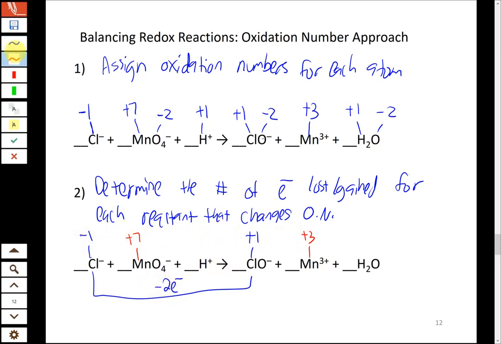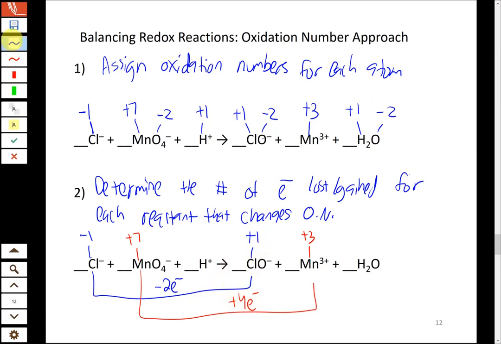And then if we look at the other one, manganese, it's going from plus 7 to plus 3, so how many electrons would that be? 4, it's a difference of 4. In this case, it'd be gaining 4 electrons because the oxidation number is getting smaller by 4. But as I said, it's not so important to recognize which one is gaining, which one's losing, but you do need to know how many there are. 2 electrons for this one, difference of 2. 4 electrons for the other one, difference of 4.